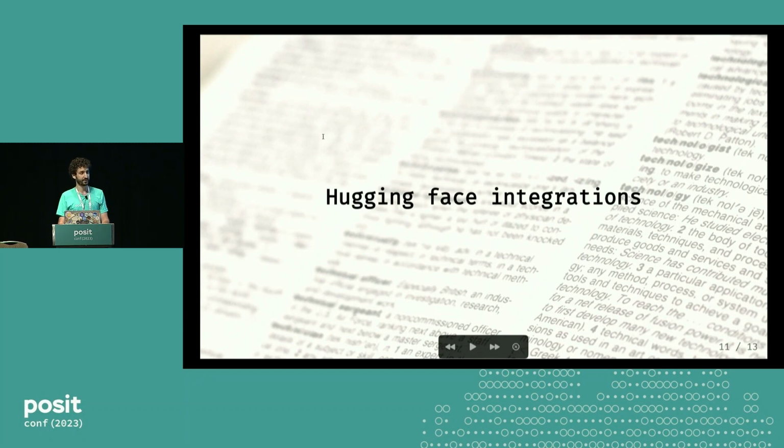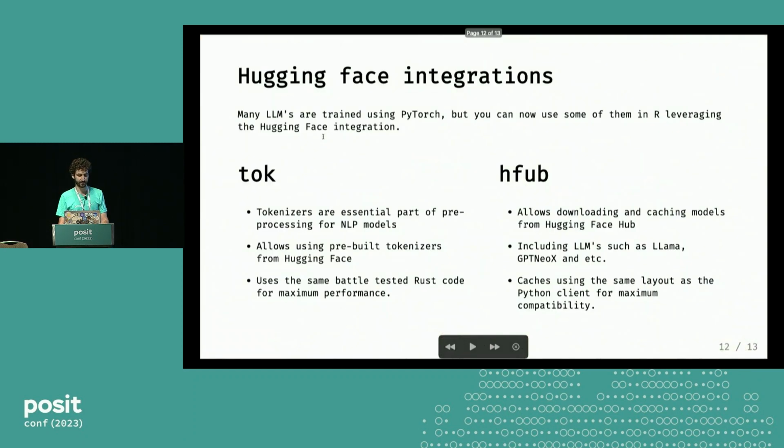And finally, it's nice to talk with the local community. So we recently announced Hugging Face integrations. So we have the tok package and the hfhub package. With hfhub, you can download large models hosted in the Hugging Face Hub. For example, if you were in Jeremy Howard's talk, where he downloaded a Llama model into Python, you can do this in R using hfhub, and then load the model weights into R.